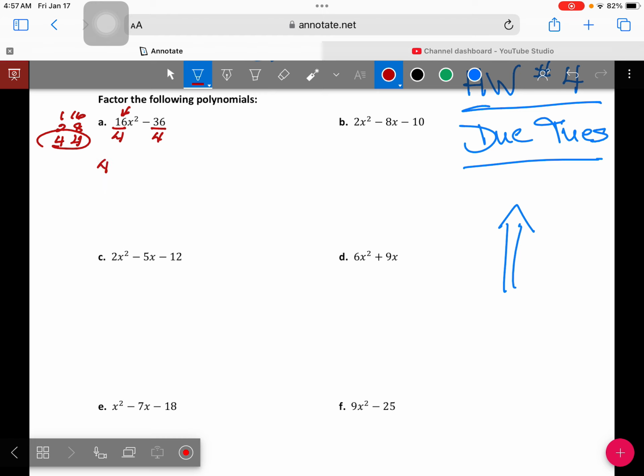4 gets factored out in front. 16 divided by 4 is 4x squared minus 9. And here I see a difference of 2 squares. So that is going to be 4, and I'm going to rewrite this as 2 squared x squared minus, this is another perfect square, 3 squared.